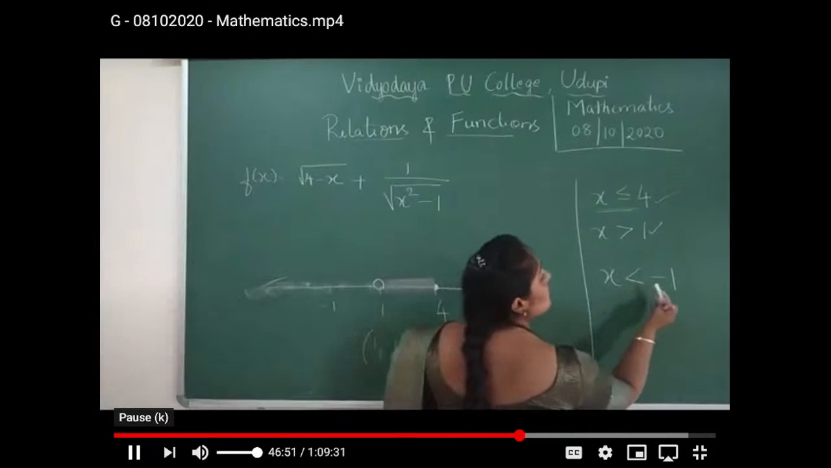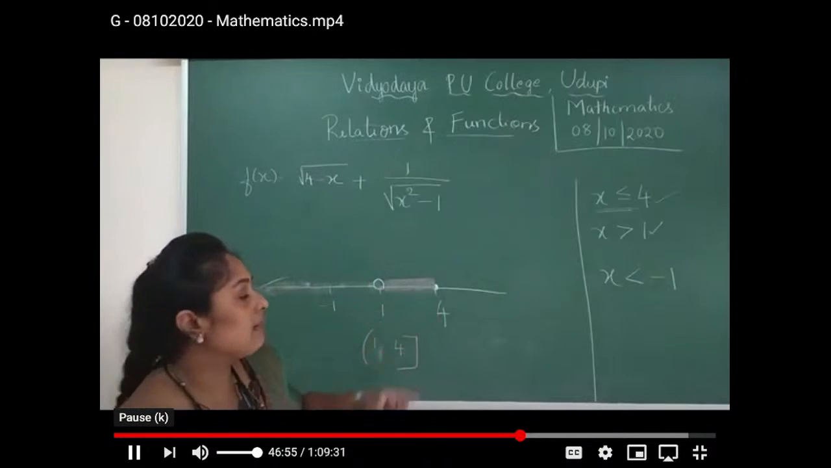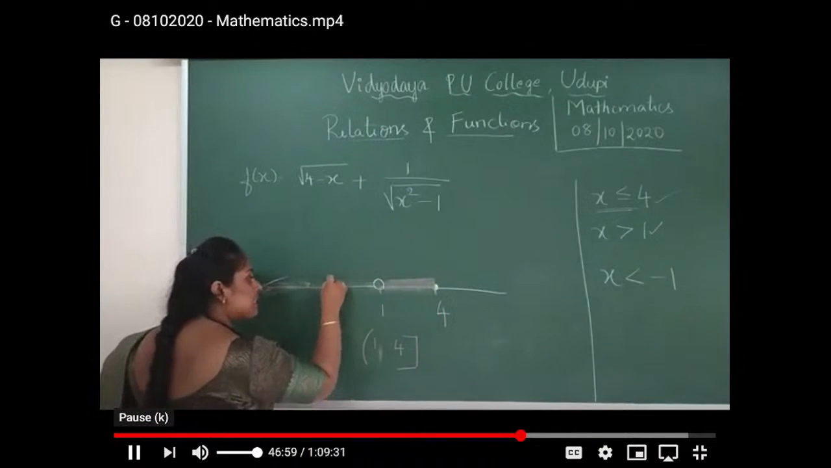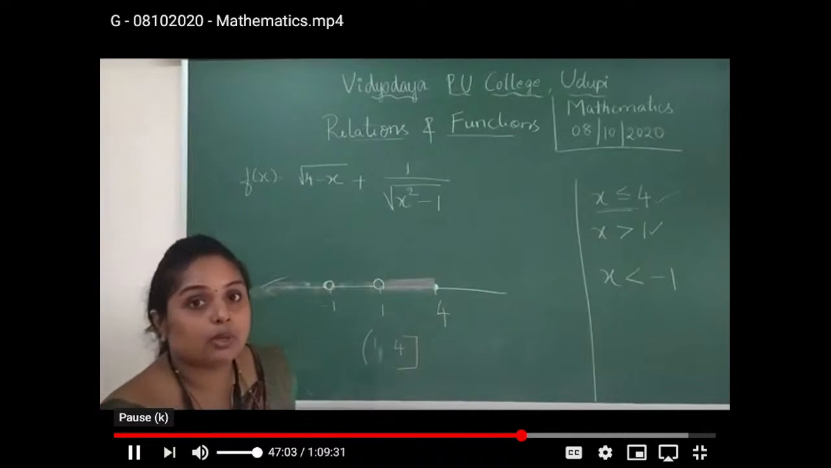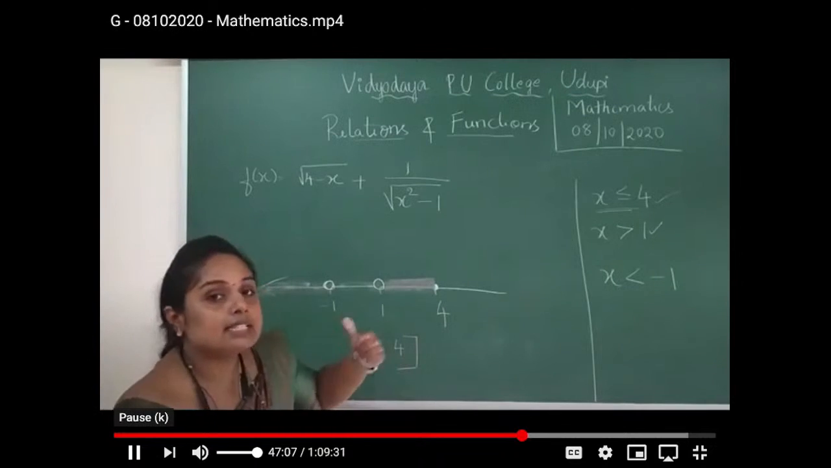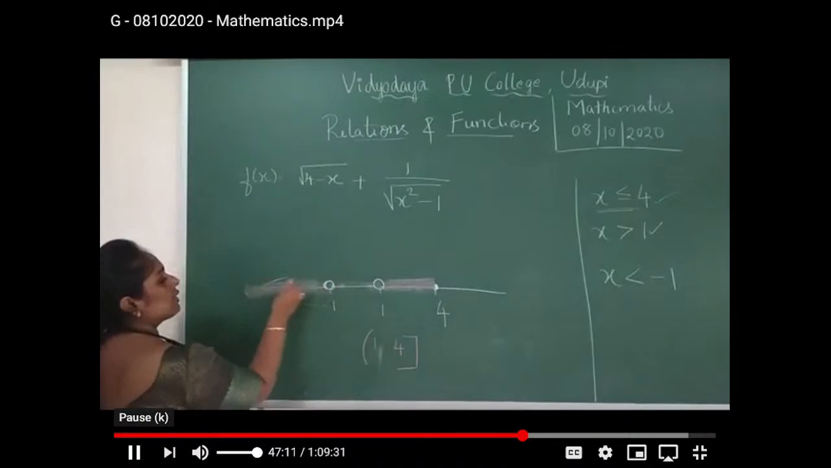Still wait, one more condition is there. What is that? x is less than minus 1. Minus 1 is here. So hollow dot. Less than, not less than or equal to, just less than. So not including minus 1, and less than minus 1 means this side. This region.